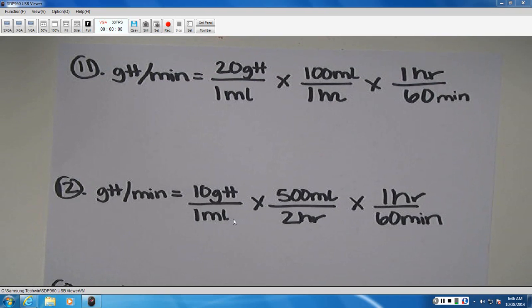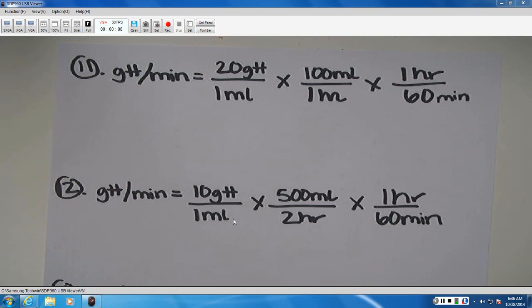Number 11 states, a patient with an infection has an order for Timentin 3.1 grams every 6 hours IV piggyback. The Timentin is dissolved in 100 mLs of D5W and is to be infused over 1 hour. The tubing drop factor is 20 drops per ml. At what rate in drops per minute should the IV piggyback be programmed?